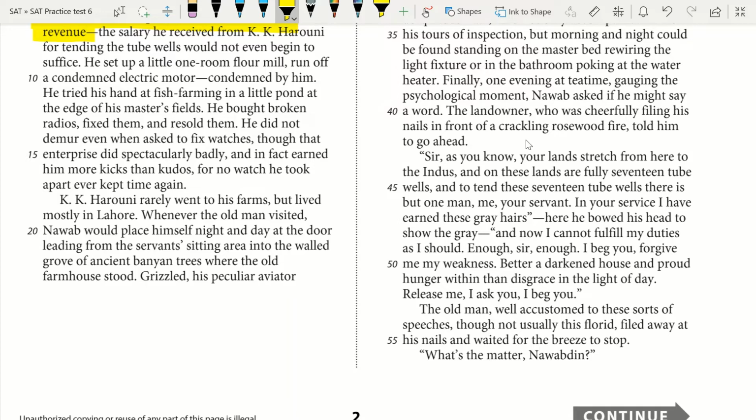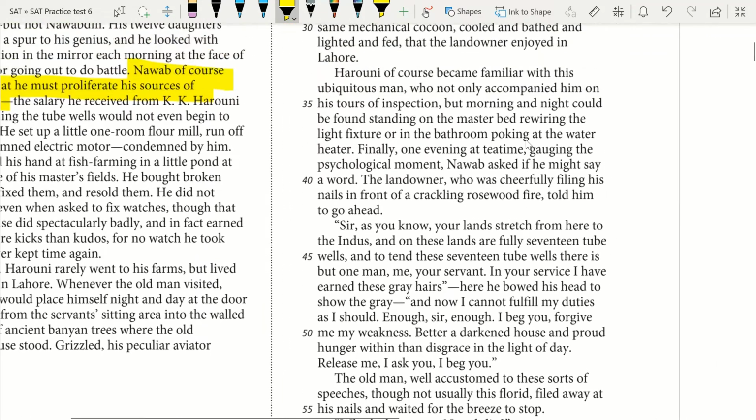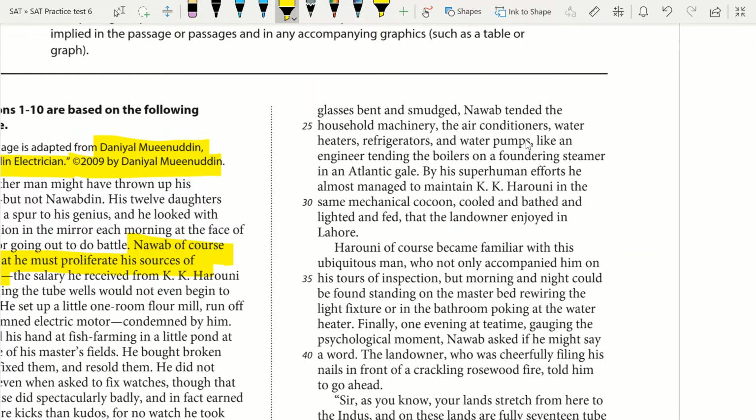K.K. Harouni rarely went to his farms, but lived mostly in Lahore. Whenever the old man visited, Nawab would place him night and day at the door leading from the servants' sitting area into the walled grove of ancient banyan trees where the old farmhouse stood. Grizzled, his peculiar aviator sunglasses bent and smudged, Nawab tended the household machinery, the air conditioners, water heaters, refrigerators, and water pumps, like an engineer tending the boilers on a foundering steamer in an Atlantic gale.